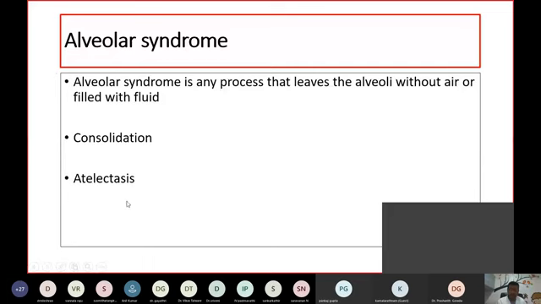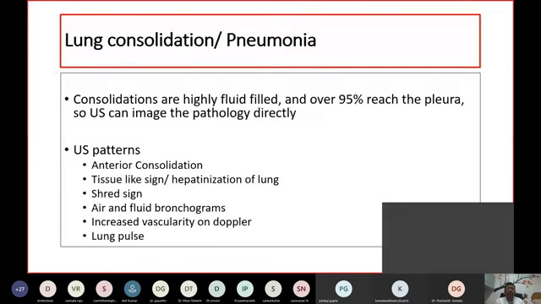So coming to lung consolidation or pneumonia, how are we going to pick it up on lung ultrasound? Usually consolidations are highly fluid filled and they can reach the pleura, so you can see them directly with a lung ultrasound. There are different patterns which you see in lung consolidation or pneumonia. You will see anterior consolidation, tissue-like sign, shred sign, bronchograms, increased vascularity and lung pulse. Let us see them one by one.